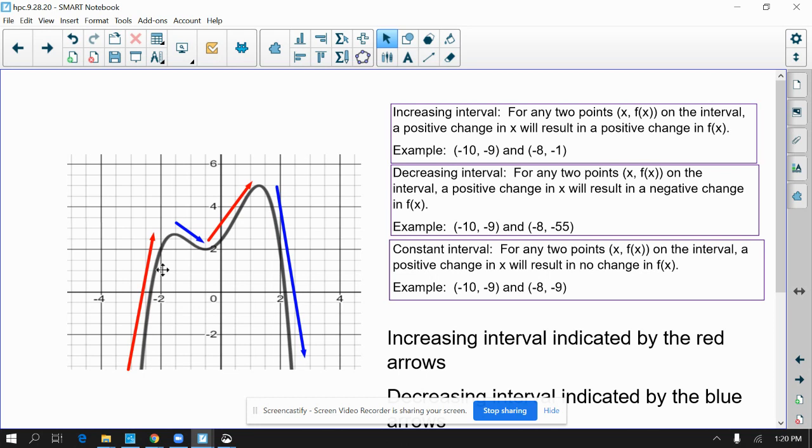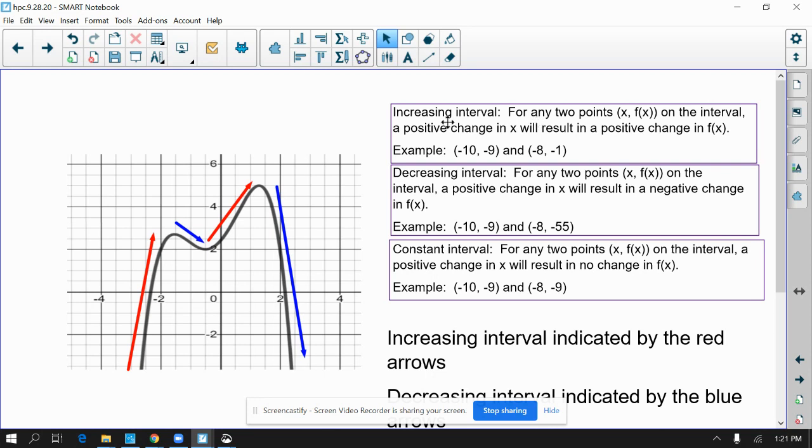And the decreasing interval are the x values that produce the decreasing part of the graph. And then a constant interval would be a flat horizontal part of the graph. We'll get through examples on all 3 of those coming up. This is worth thinking about.